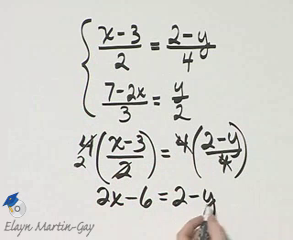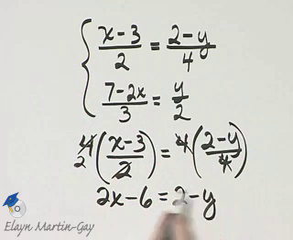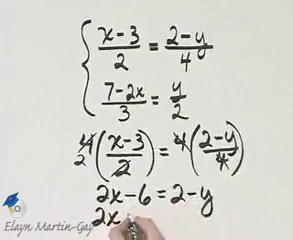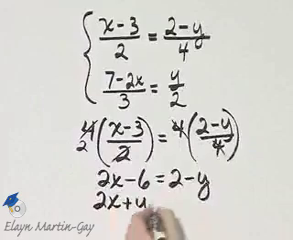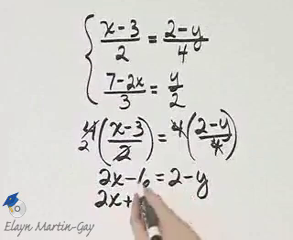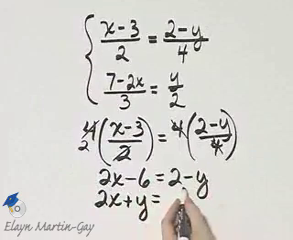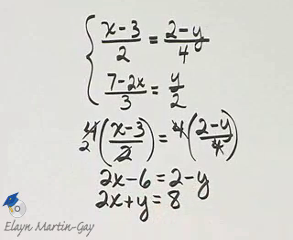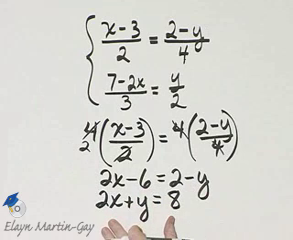Let's go ahead and write it in standard form. I'll add y to both sides, so I'll have 2x plus y is equal to 2, and then I'll add 6 to both sides, and 2 plus 6 is 8. You may need to take a few more steps than I did, so feel free to do so. But here is that first equation in an equivalent form.